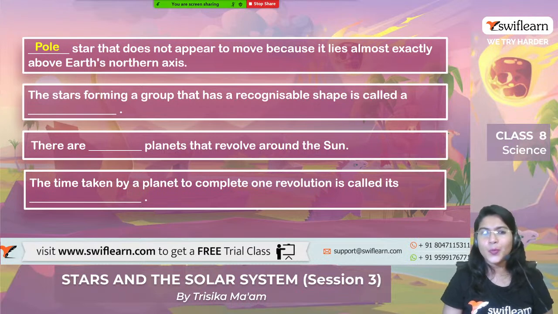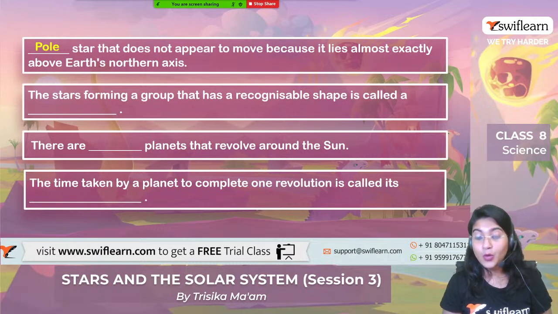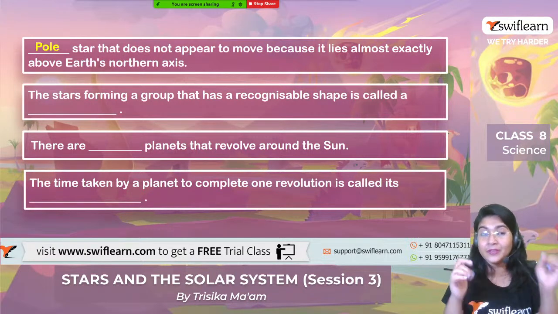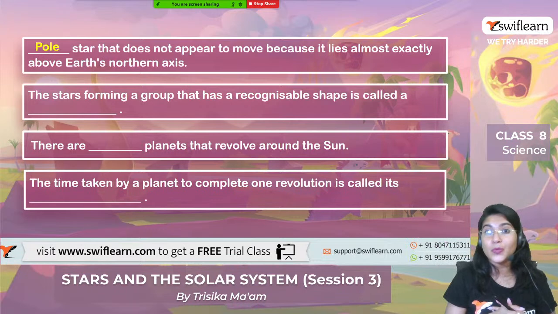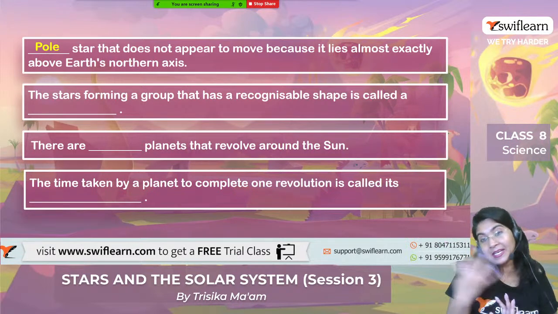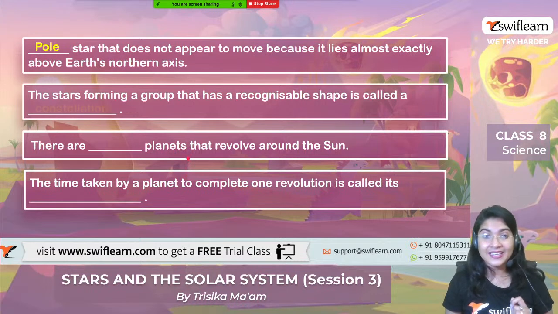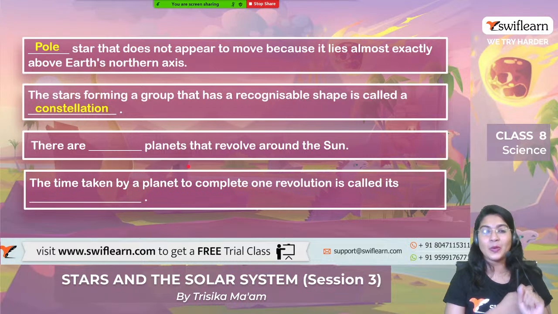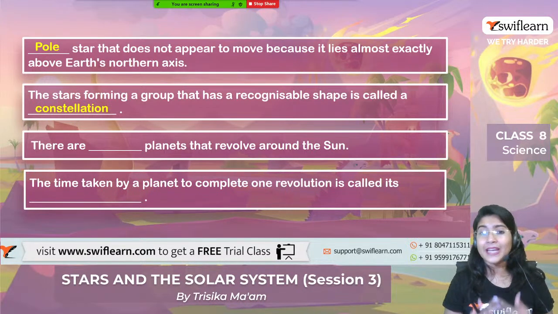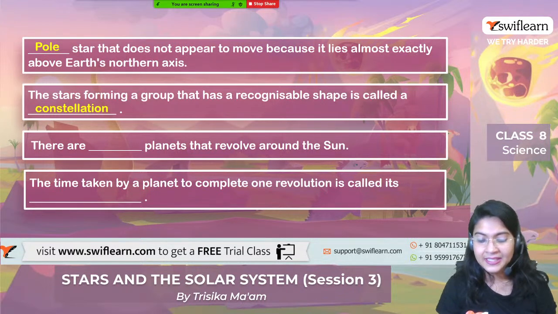The stars forming a group that has a recognizable shape, they are called what? Remember the beautiful pictures which we already studied and have seen in the last class. They are known as the constellation. Yes, remember? Now quickly give me the answer of how many planets are there revolving around the sun. Yes, Arnett.